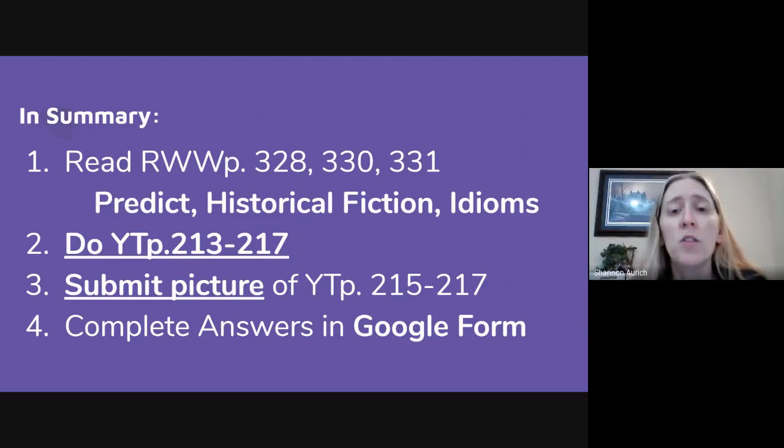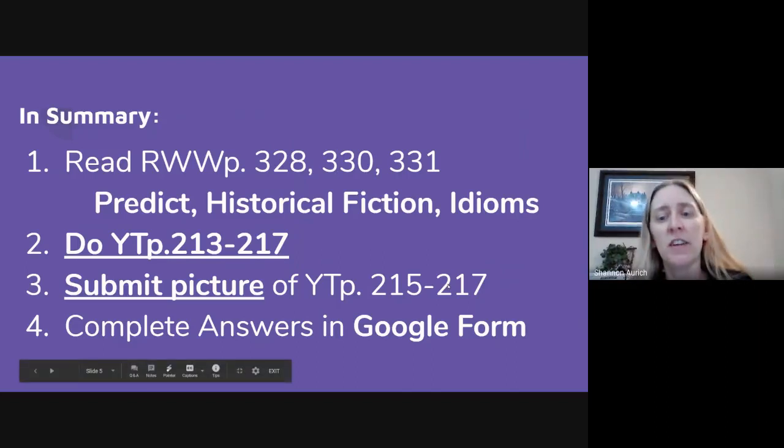All right, so 4 things. Read the Reader-Writer Workshop book. Do your Turn practice workbook pages 213 to 217. Submit a picture of those 3 pages where you have written answers into the Google Classroom assignment. And then the 4th thing is open up the Google form and answer the questions within there using your workbook pages. So have your workbook pages handy. All right, that's all for today.